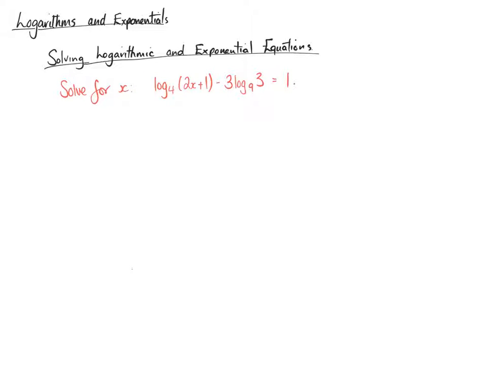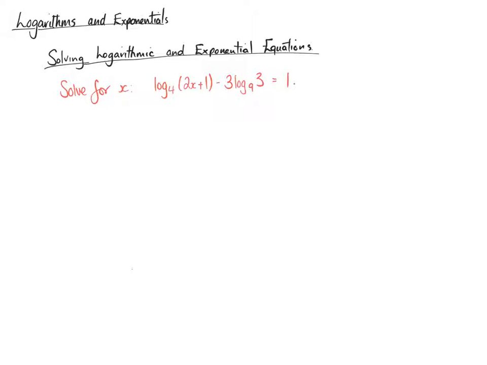Right, so for our third question, we are solving for x, and we've got log to the base 4 of 2x plus 1 minus 3 log to the base 9 of 3 equals 1. The first place you might think to go would be to convert your 3 log to the base 9 of 3 into log to the base 9 of 27. But for this question, it's not the most simple way to do it. You can do it that way, and you will eventually get there, but it's going to take quite a lot of work. Something to think of: 3 is the square root of 9.